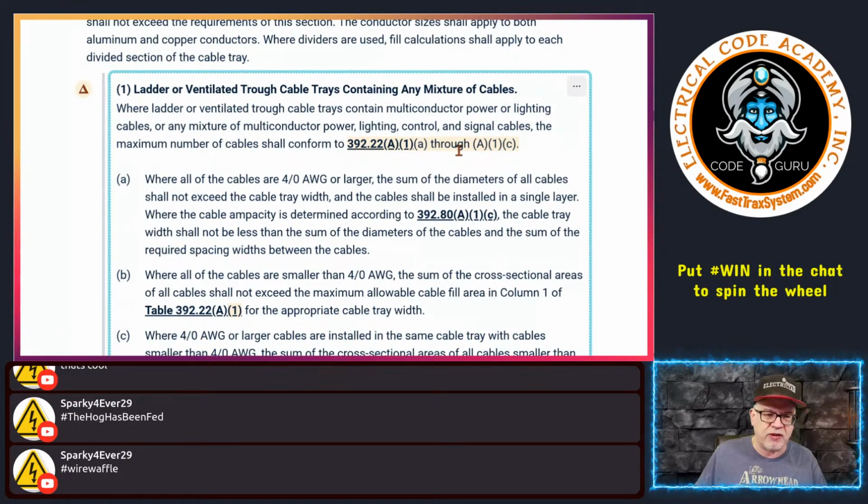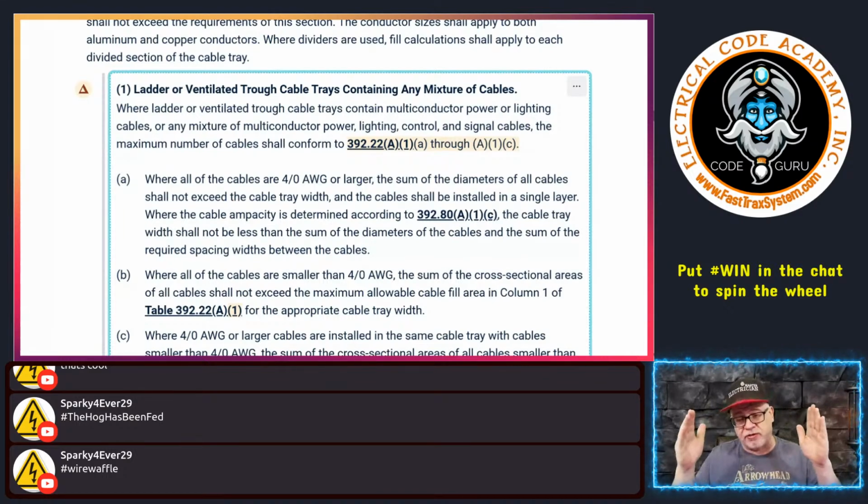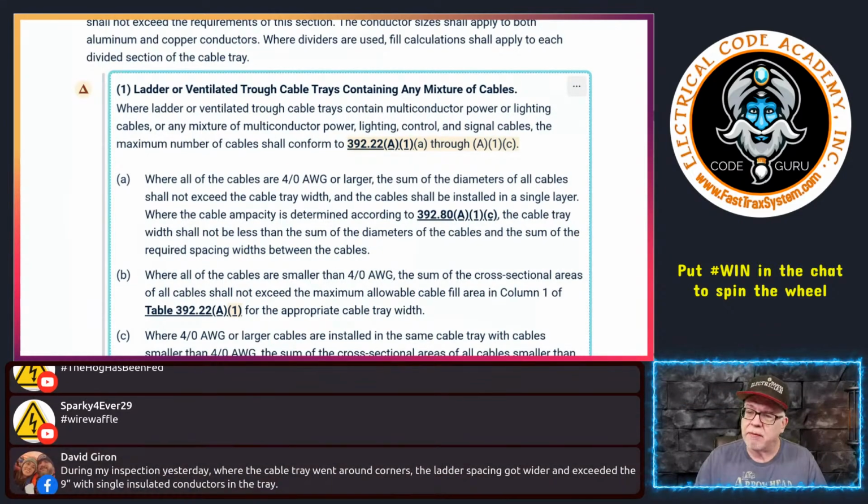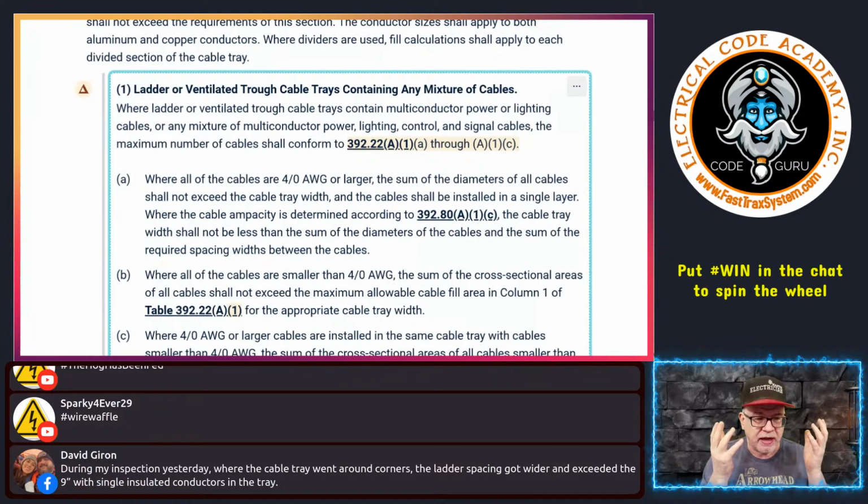392.22(A)(1)(a) through (A)(1)(c). Okay, so this is where you're going to be putting cables, any ladder, which is basically a rung type of cable tray, which has the rungs spaced out 9 inches, 12 inches, whatever, that rung system. Or again, the ventilated trough type of cable tray, which is basically a perforated vented type of trough. If that's what you've got, that is listed, by the way, as a cable tray, which is a supporting component, okay?